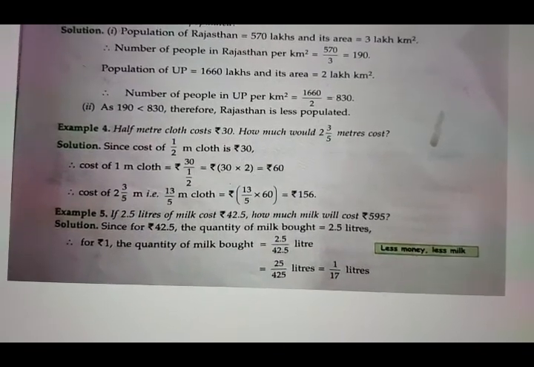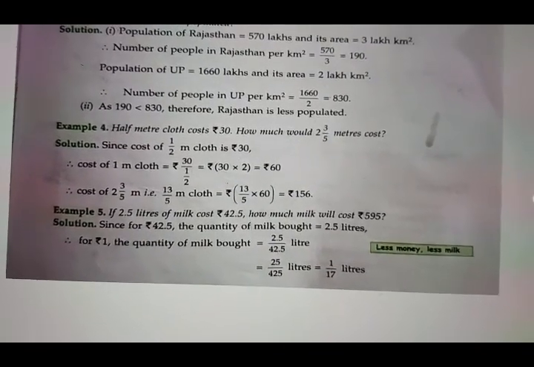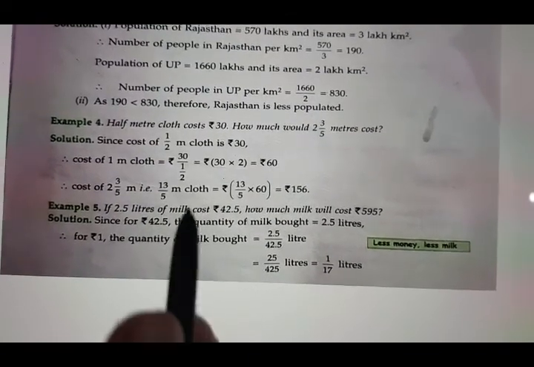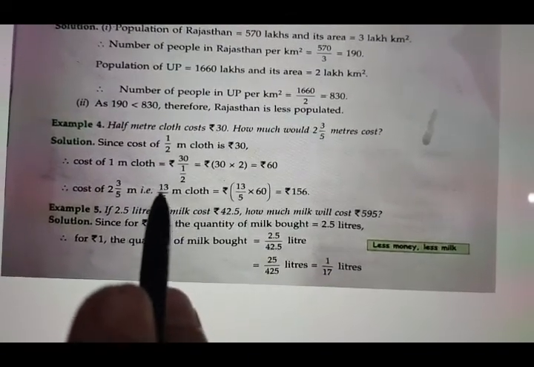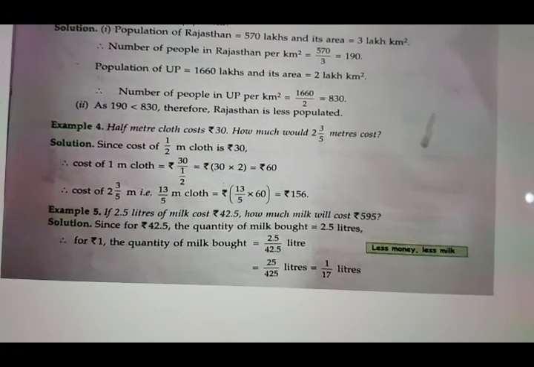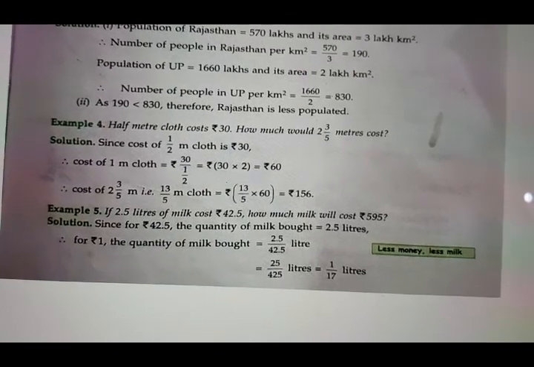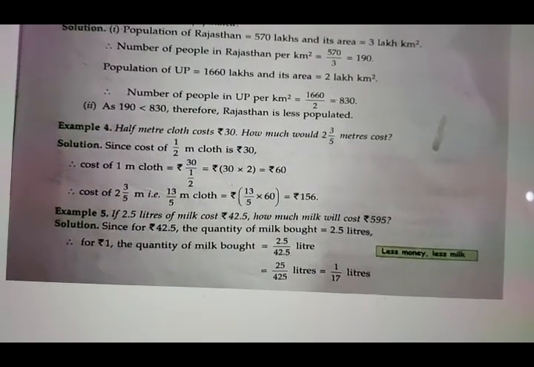If 60 rupees is the cost of 1 meter, what will be the cost of 2 whole 3/5? So 5 2s are 10 plus 3, 13. We convert it into an improper fraction and we multiply by 60. So 5 12s are 60. 12 into 13 is 156, which will be your answer.